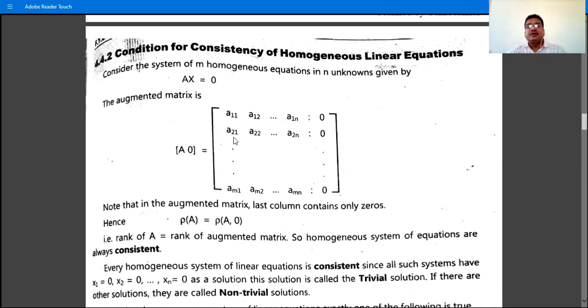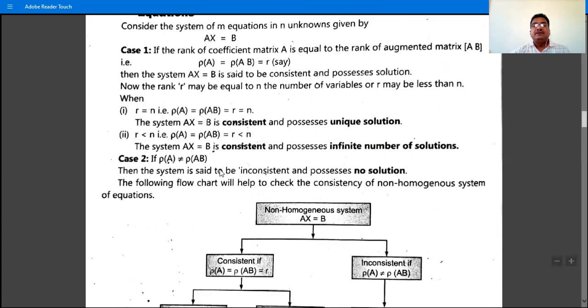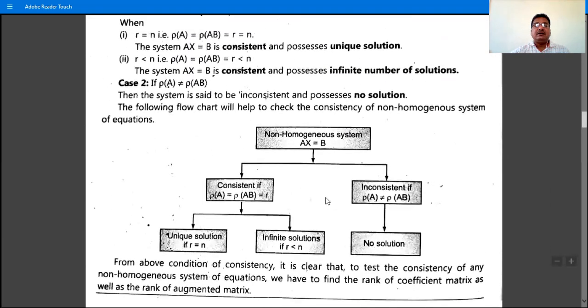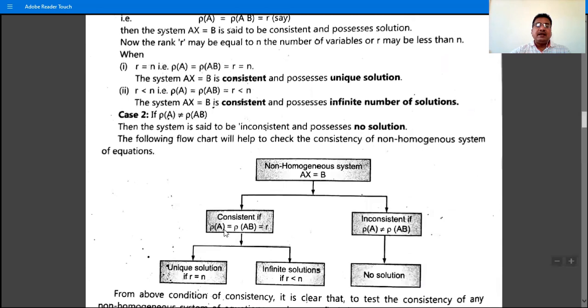So this is the matrix A, and all the entries in the last column are 0. Therefore, if you find the rank of A and the rank of [A | 0] after reducing this matrix to echelon form, then we observe that the rank of the coefficient matrix and the rank of the augmented matrix in the case of a homogeneous system are always the same, and therefore the homogeneous system is always consistent.